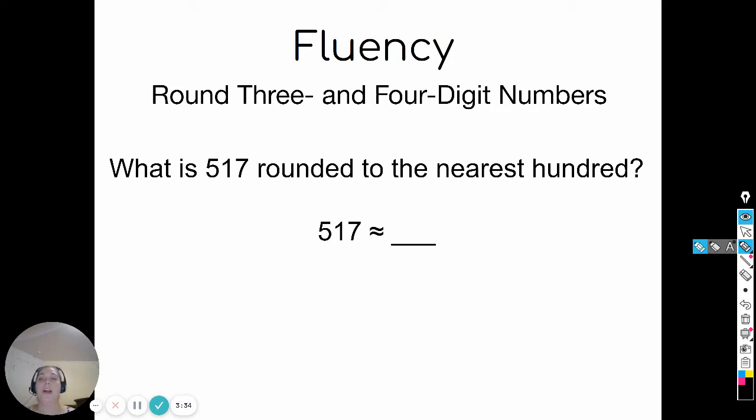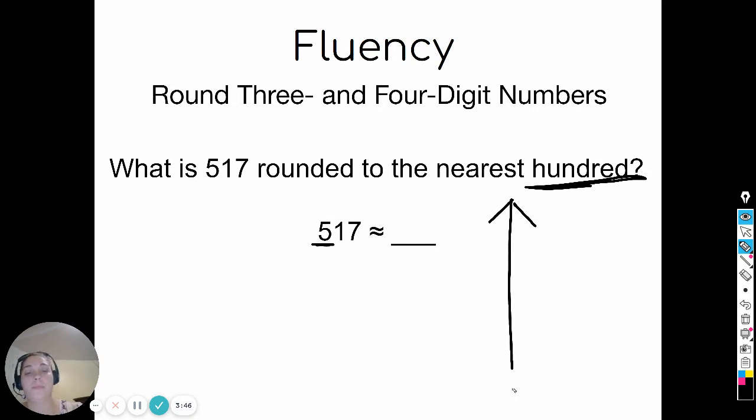Next one, what is 517 rounded to the nearest 100? So now we're rounding to the nearest 100, which means you should be looking in the hundreds place when you're making your vertical number line. Go ahead and message me your answer in Go Guardian when you have it.